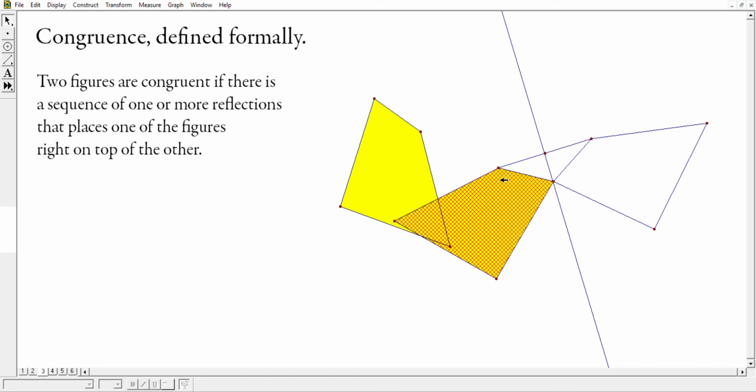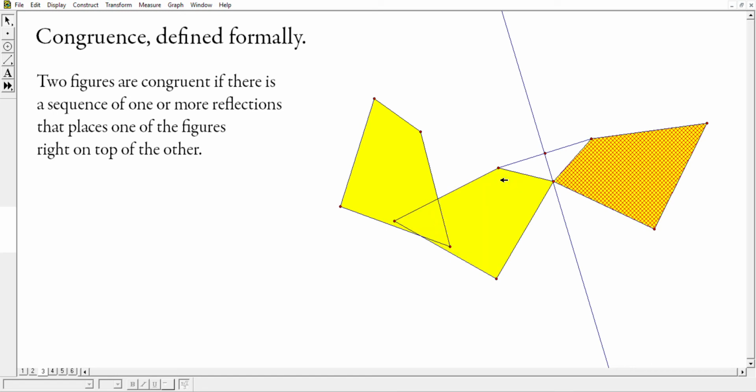If I reflect it, boom, it landed directly on top of this second one. So this and this quadrilateral satisfy this definition of congruence. There is a sequence of one or more reflections, this time it was two, that places one of the figures right on top of the other.